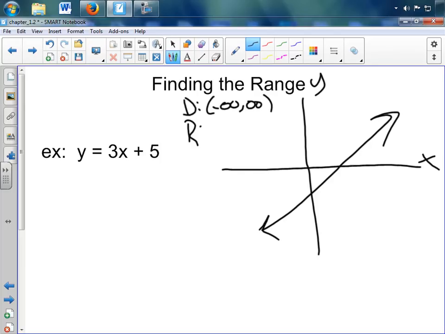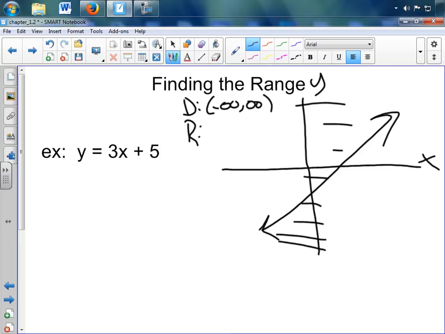Now let's look at the big R, the range. All the y values that it's going to equal. Basically, you're just drawing lines to the graph. Are there any holes in that line? Will every y value be represented here? So that also is negative infinity to infinity.